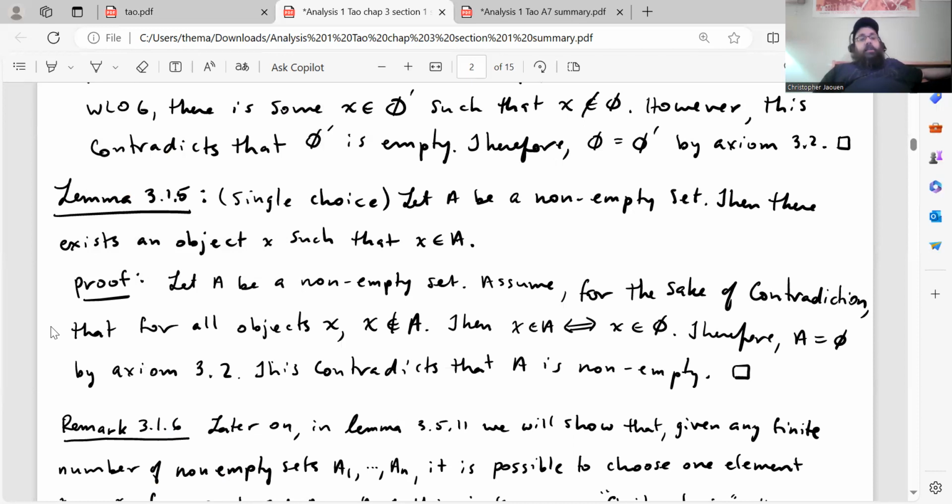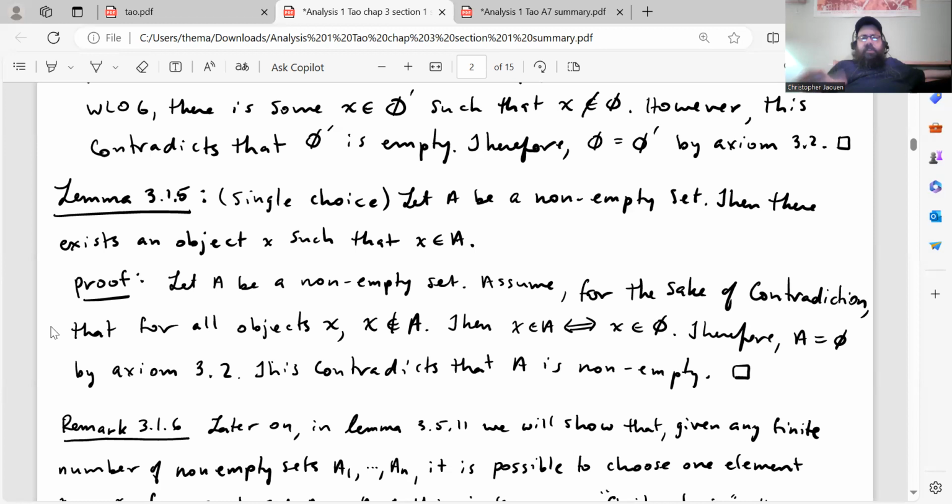All right, the next thing is what he calls Lemma 3.1.5, and he labels this as single choice. Let A be a non-empty set. Then there exists an object x such that x is an element of A. And here's my proof. I've said this when I went over chapter 2 also. I always do the proofs myself first.